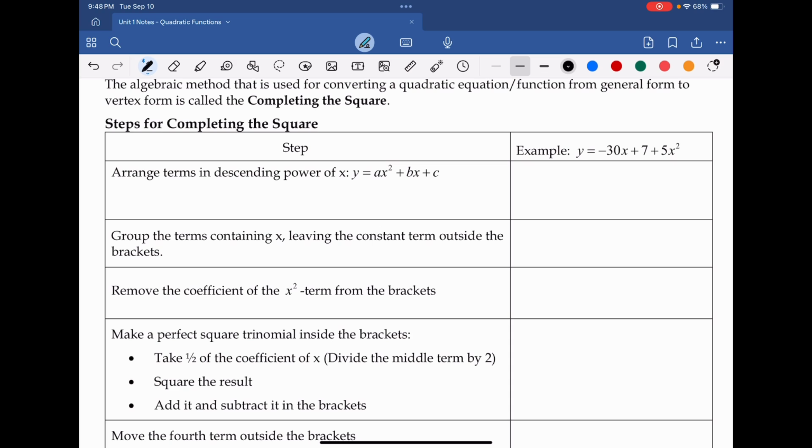What we're going to do is walk through each of these steps, and then we're going to try a bunch of examples, and we're just going to show you that it's actually not too bad once you do a couple examples and you get the rhythm of it.